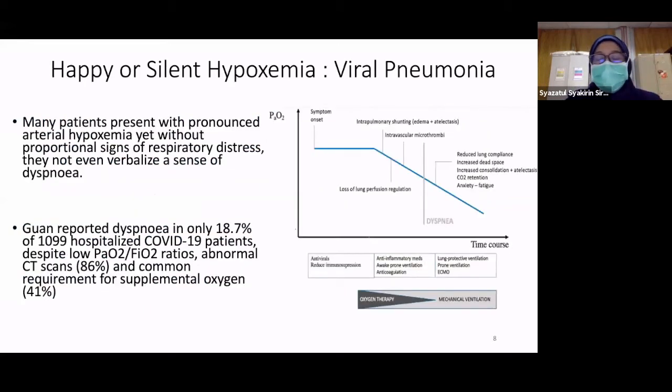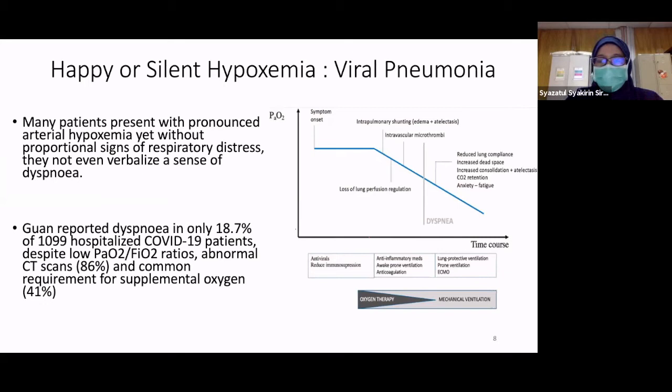So they talk about silent hypoxemia, especially in viral pneumonia. Not just COVID-19, you also observe it in Pneumocystis jirovecii pneumonia, whereby you have a patient with diffuse pulmonary infiltrates on chest radiograph requiring high flow oxygen support, but the patient appears not so tachypneic, a little bit happy, as compared to bacterial pneumonia in sepsis. They found dyspnea in close to 20% in the study. Patients with COVID-19, despite a low PaO2/FiO2 ratio, about 86% had an abnormal CT scan and commonly required supplemental oxygen.